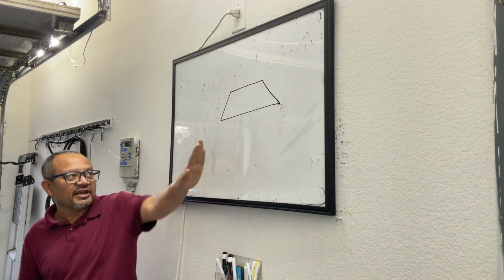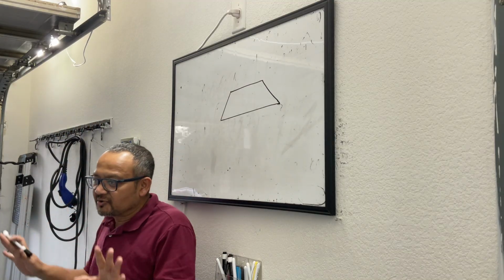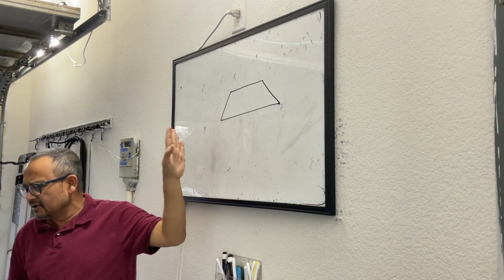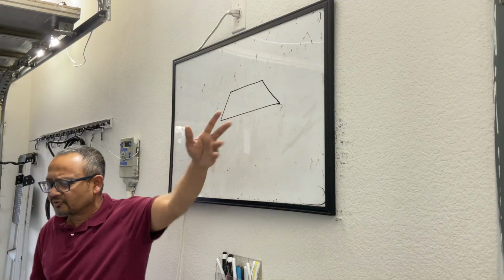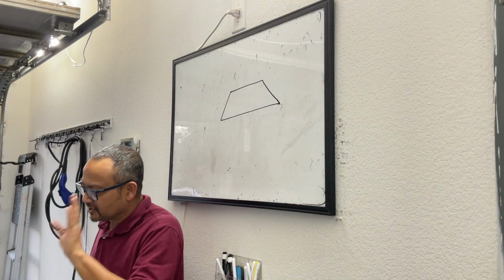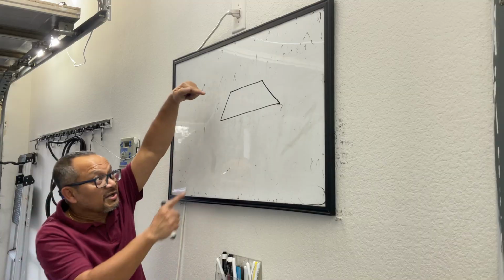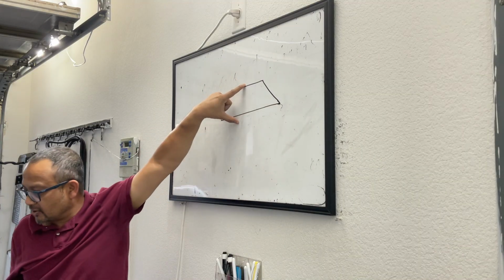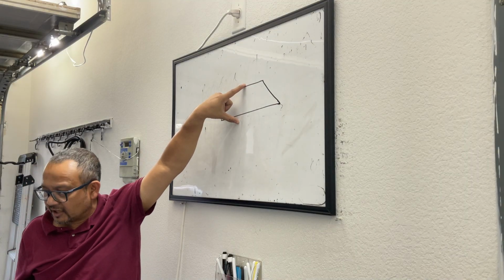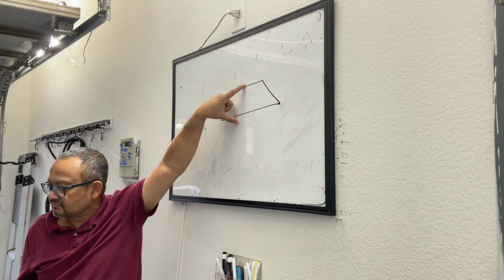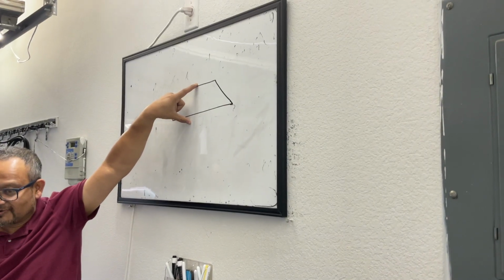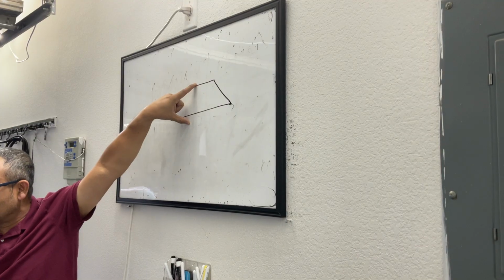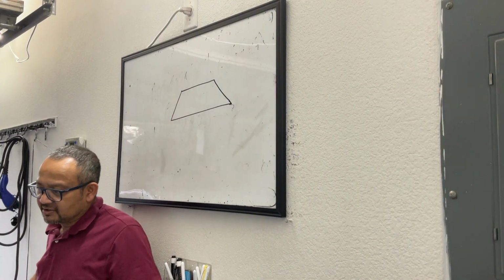Okay? So here, based on what I heard from you all, trapezoid, it is part of the quadrilateral family. 4 sides, 4 angles. Every quadrilateral has that property, okay? Now, what you see is, there is only one pair of parallel lines, and they are not equal. Careful. That's it. Nothing more, nothing less.